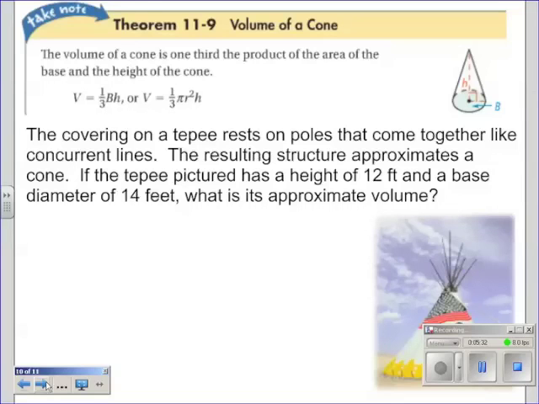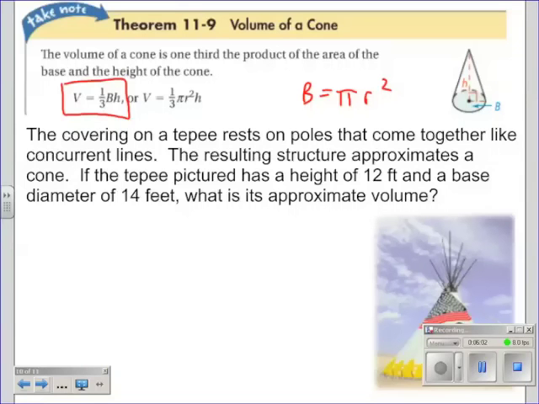Just like before, when we went from a prism to a cylinder, we'll go from a pyramid to a cone. And you'll notice how our formula has not changed. The only difference is that our base is always a circle, and so that'll give us our capital B within our formula. So we're going to try to find the volume within a teepee.